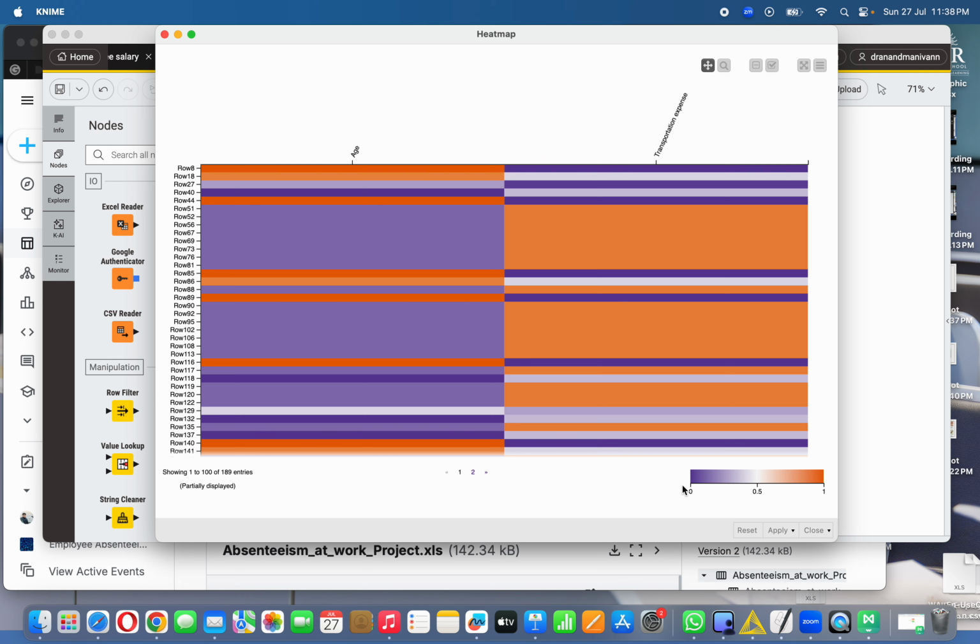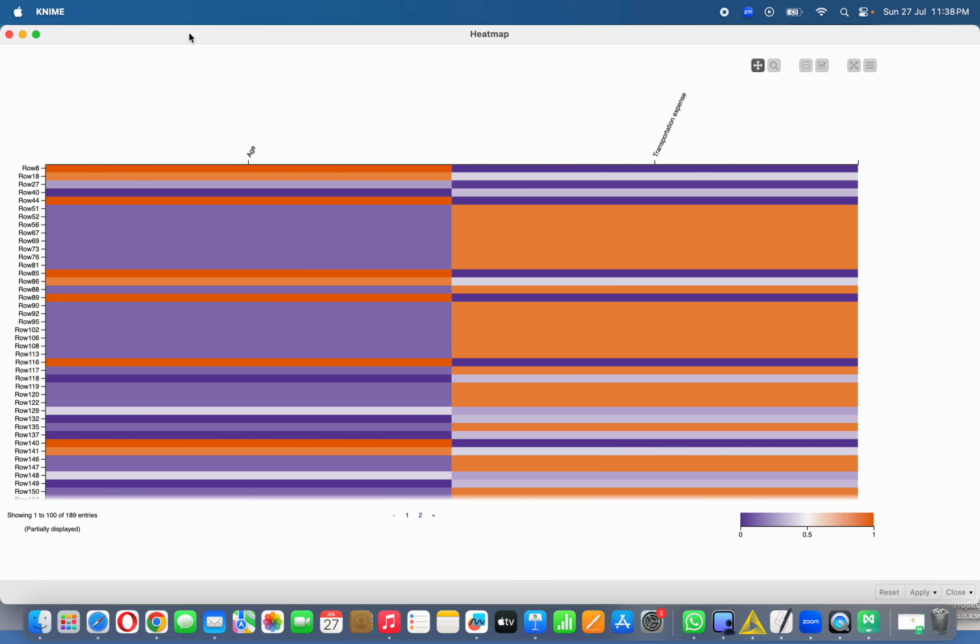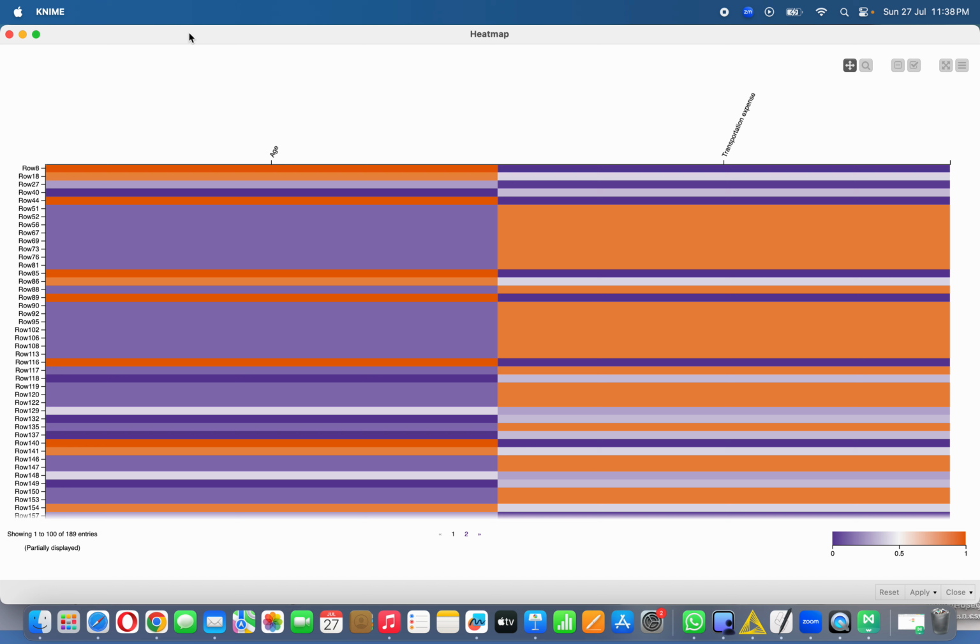So what are the key observations here? Some employees, say for example, let's take row 8 or row 81, or row 85, show a high normalized value, that is bright orange for age, but low values, that is purple for transportation expenses, or vice versa.